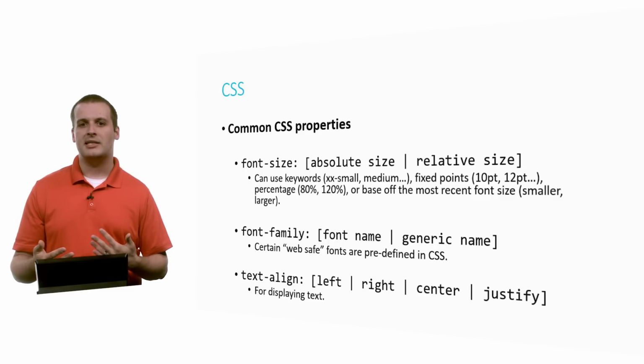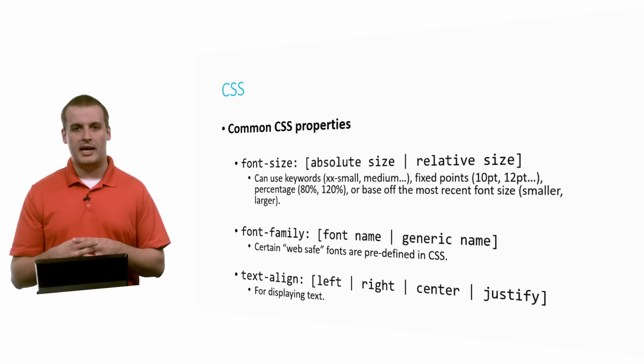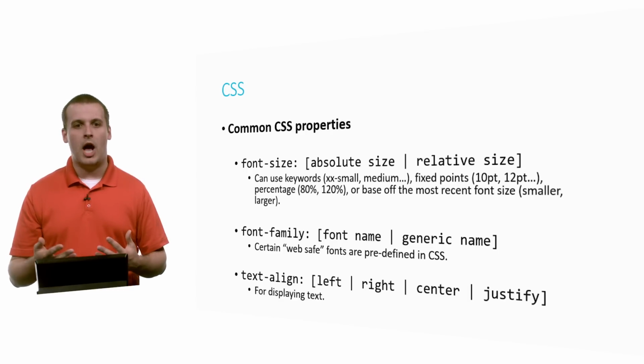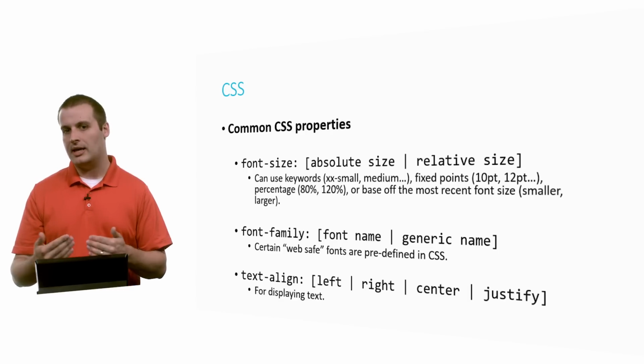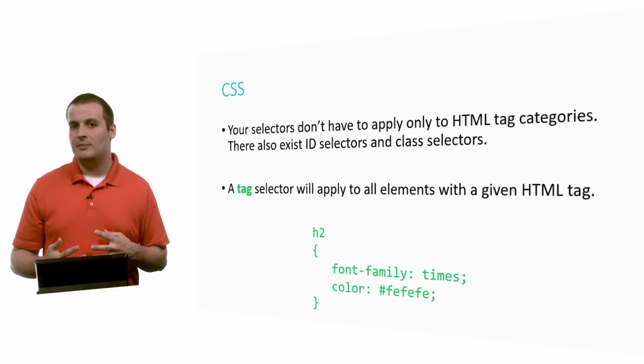Lastly, you can align your text. Instead of it being by default aligned to the left, you could align it to the right, or you could align it centered or justified so that it hit both margins. So those are all options you can use to change what your text looks like and how it's displayed on your page. Your selectors don't have to be tags only.